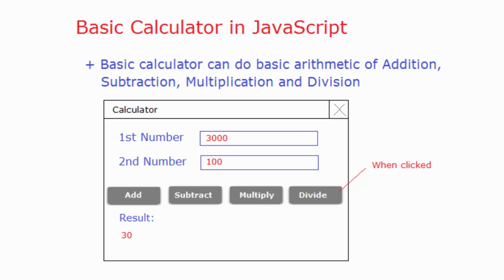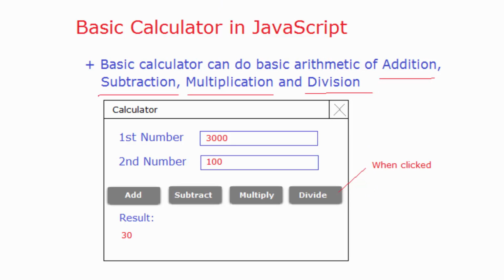Today I want to show you how you can make a basic calculator in JavaScript. A basic calculator is the one which can do basic arithmetic operations such as addition. Addition is a basic operation. Then it can also do subtraction of numbers, multiplication, and even division of numbers.